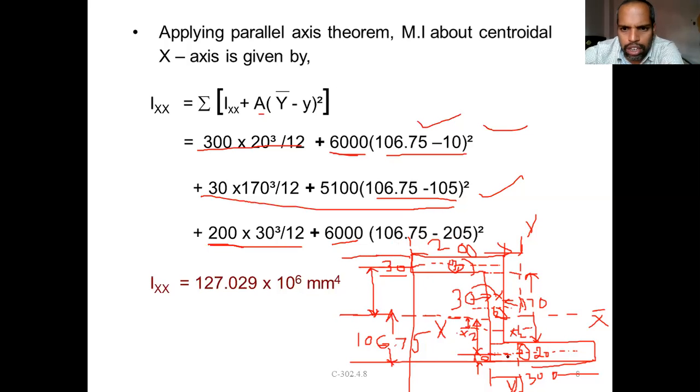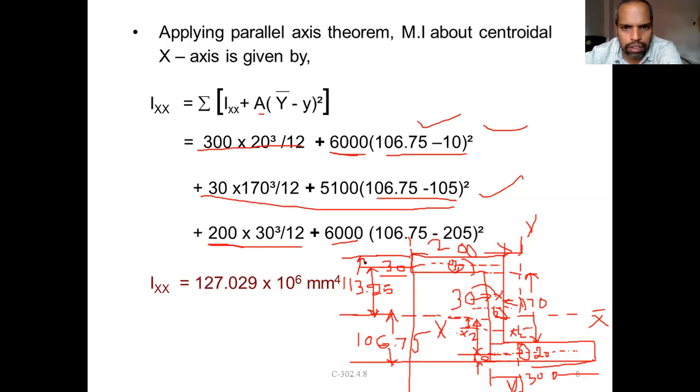Total depth is 20 plus 170, that is 190, 190 plus 30 is 220. Total depth is 220. 220 minus 106.75. How much is it? 220 minus 106.75 is 113.25. So 113.25. This is up to the top of this one, from here to here.